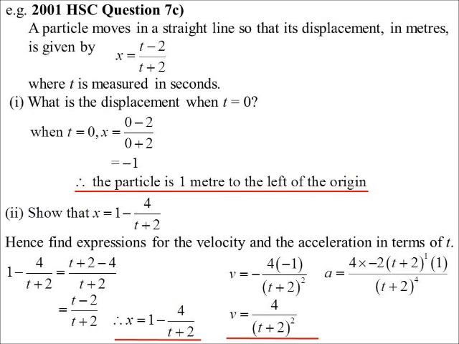But this time when I differentiate t plus 2 squared, I've got to use the chain rule. So bring down the power, lower the power, differentiate the inside, minus 8 on t plus 2 all cubed. You may prefer, of course, to put it in index form and do it that way. I mean, it works just as well.